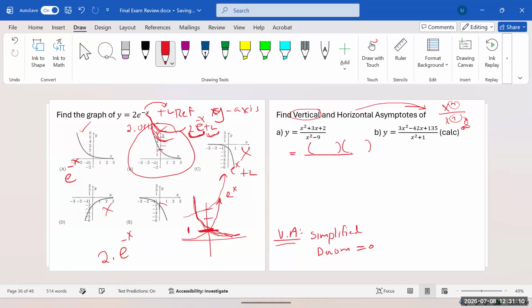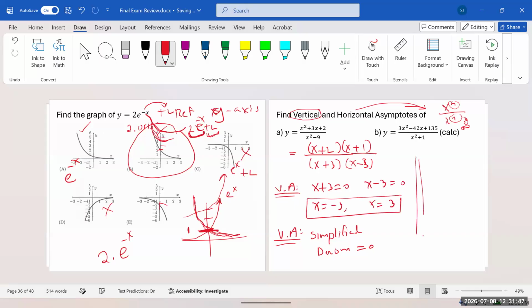So can you factor this? What goes to the numerator? Plus 2 plus 1 on the denominator. Plus 3, minus 3. Can you cancel anything? No. So we're going to simplify. So what is our vertical asymptote? X plus 3 equals 0 means x is negative 3. X minus 3 equals 0 means x is positive 3.